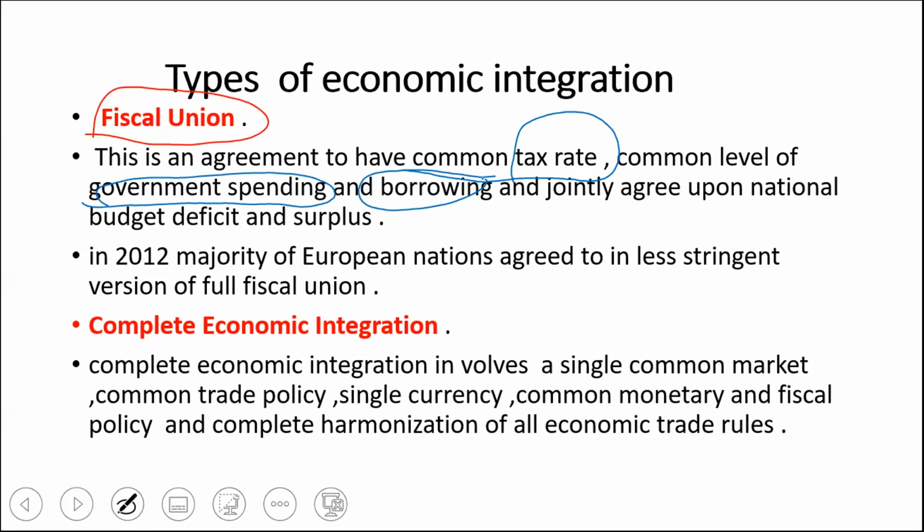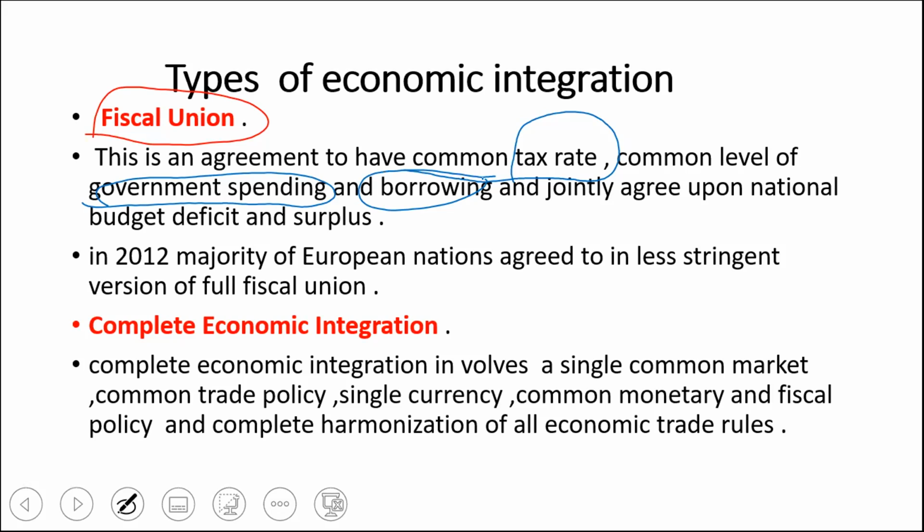Fiscal union means what? Members are agreeing on certain common fiscal matters. Fiscal means government. There are 3 fiscal parameters. What are the 3 fiscal parameters? 1 is taxation, 2nd is expenditure, 3rd is borrowing. Repeating, taxation, expenditure, and borrowing. The members will be having a common agreement. Remember, monetary union was successful. Fiscal union was not so successful.